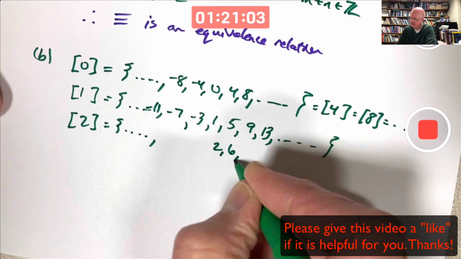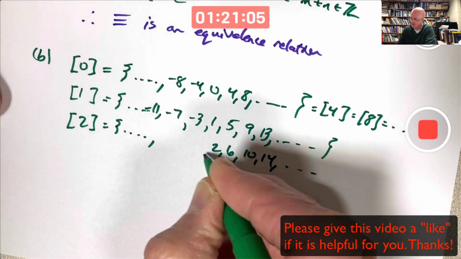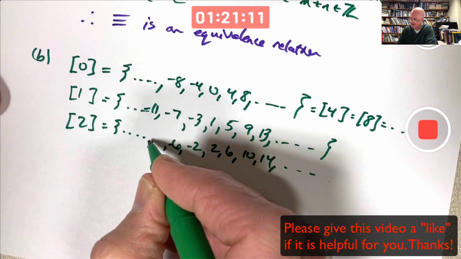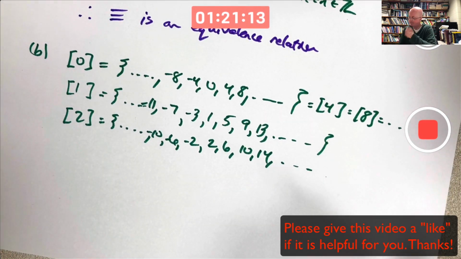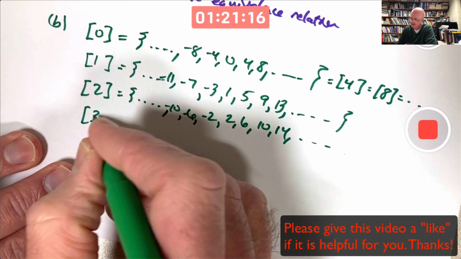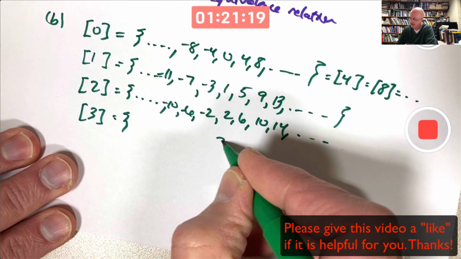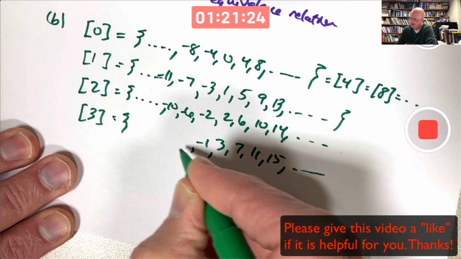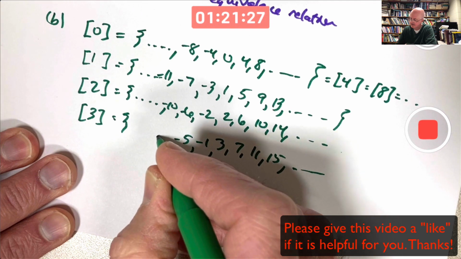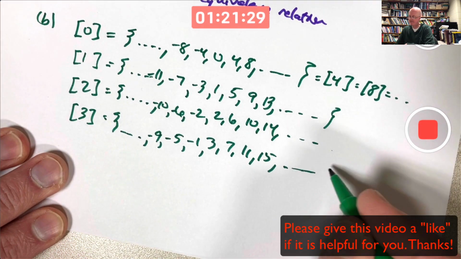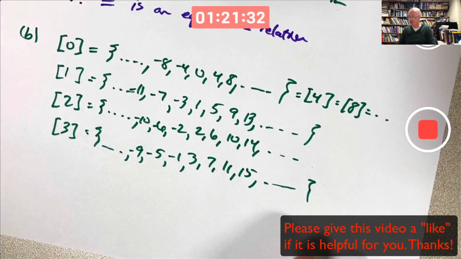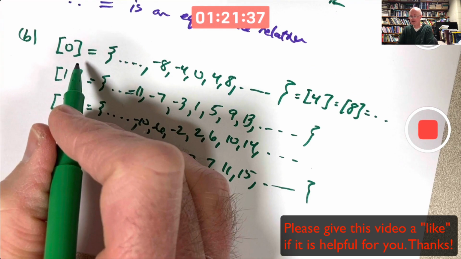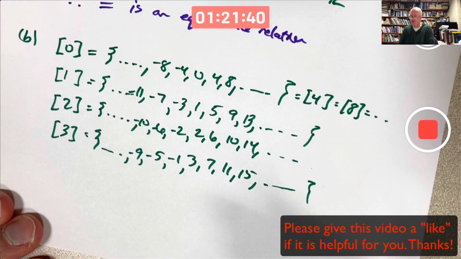For 2, it'll be 2, 6, 10, 14, etc. And also negative 2, negative 6, negative 10, etc. For 3, it'll include 3, 7, 11, 15, etc. Also negative 1, negative 5, negative 9, etc. And there's no others. There are 4 equivalence classes. The equivalence class containing 4 is the same as the equivalence class containing 0, etc. Those are the equivalence classes.